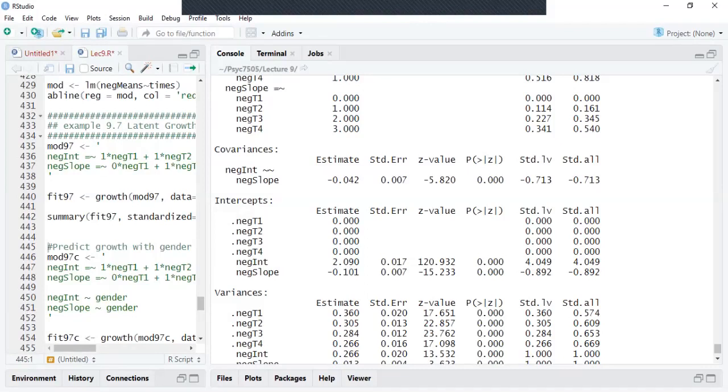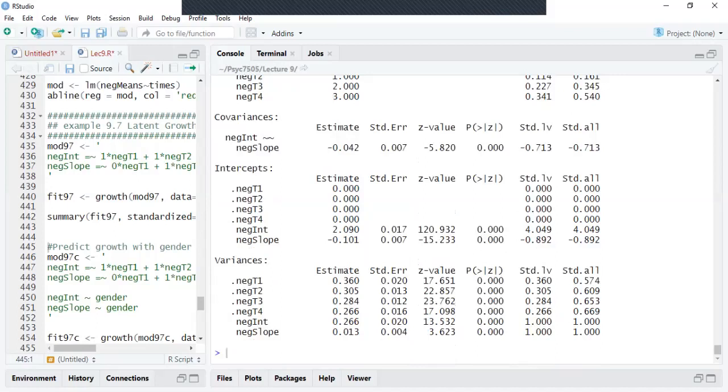Negative affect goes down by 0.10, and we can see that is also significantly different from 0. And these should be the same values we saw in lecture as well. For variances, we estimate our residual variance separately at each time point, and then we estimate is there variance in the intercept and is there significant variance in the slope as well.